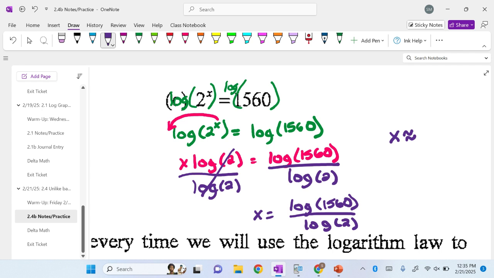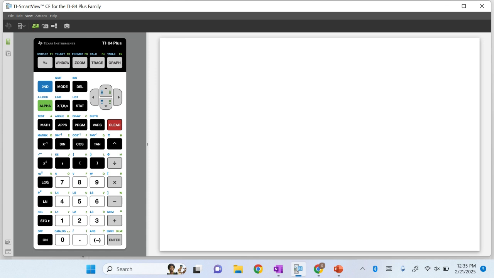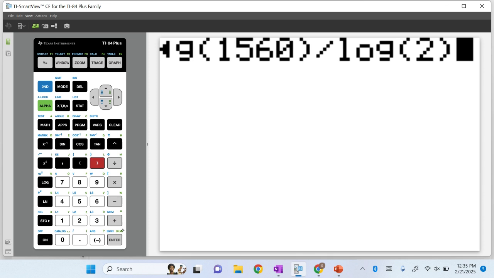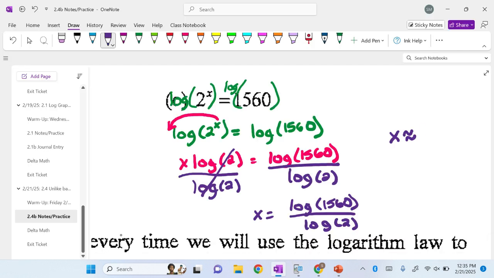So if you input in your calculator, remember, you would hit the log key, which is to the left of the 7 on your calculator. So log of 1560, close the parentheses, divided by log of 2, close the parentheses. So you should get about 10.61. So your answer will be approximately 10.61. And again, make sure you use that squiggle equal sign.